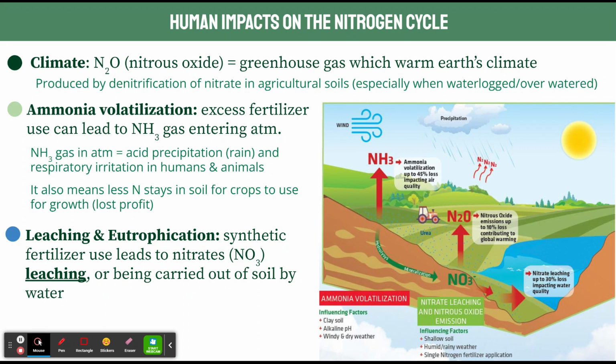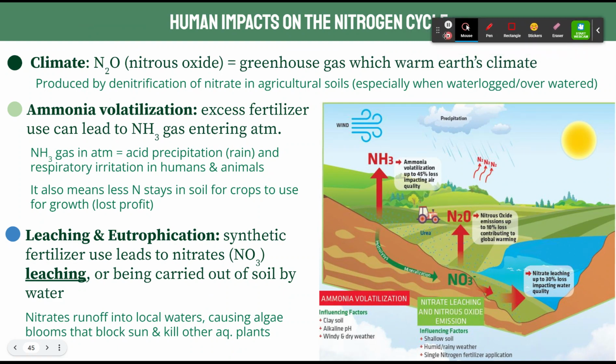And the other big one is leaching and eutrophication. Some of you should be familiar with eutrophication if you covered it in Honors Bio last year. So synthetic fertilizer, man-made fertilizer, contains a lot of nitrates because, again, it helps plants grow by forming DNA and amino acids and proteins. Synthetic fertilizers use nitrates, and this can cause leaching, which is when the nitrates are carried out of the soil by water. And where does it go? It goes into local waters, causing huge algae blooms, which can block the sun and kill other aquatic plants.